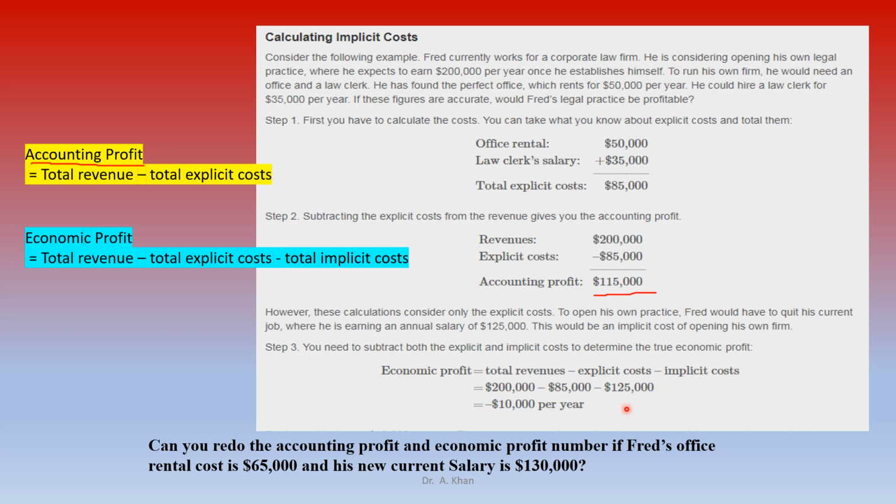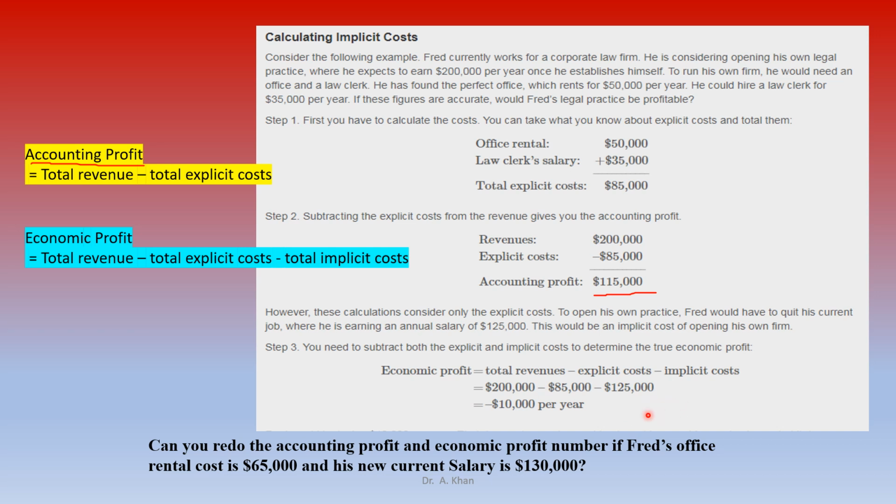So here you see $125,000 is an implicit cost because in his current job, the job that he has to quit, he was earning $125,000. So now he will not be able to earn that anymore. When he's running his own law firm, he has to give up his salaried job. So that becomes his opportunity cost. He'll be missing out on that salary income.